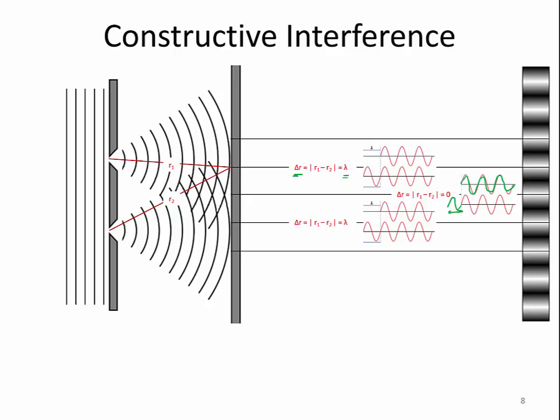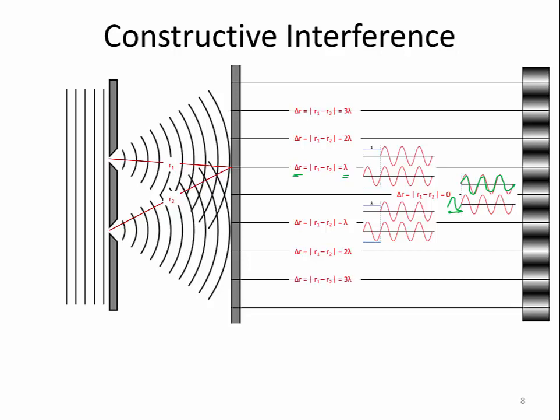And then continuing the same pattern, there will be another spot on the screen where the difference in path length traveled would be exactly equal to 2 lambda, and you'll get a bright spot there, and then 3 lambda, and you'll get a bright spot there, and 4 lambda, and so on. So the results of the Young's double-slit experiment are very easily explained if we consider that light has wave-like properties.